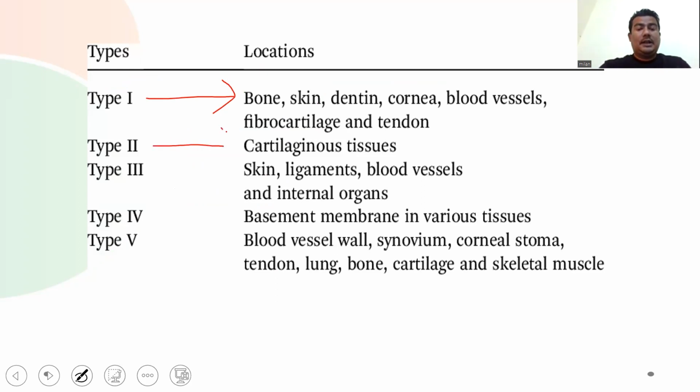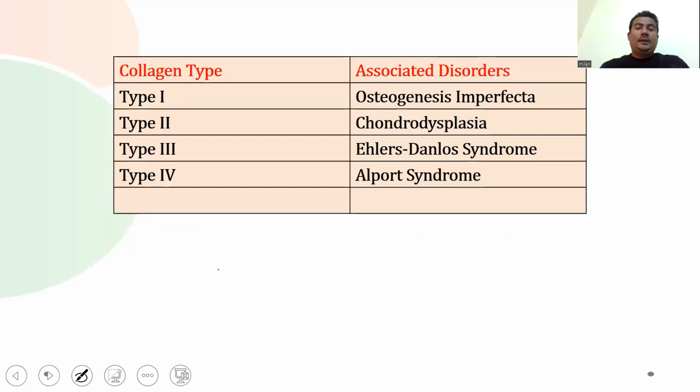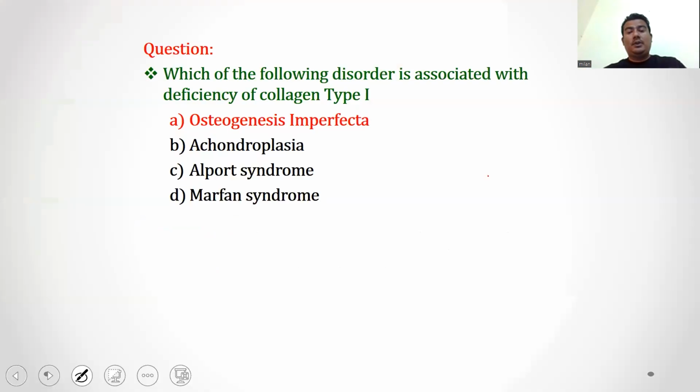Type 2 collagen is found in cartilaginous tissues. Type 3 in the skin, ligaments, and blood vessels. Type 4 forms the basement membrane of various tissues, and type 5 we find in the blood vessel wall, synovium, cornea, tendon, lung, bone, cartilage, etc. Now, type 1 collagen, when deficient, leads to a clinical condition known as osteogenesis imperfecta. Type 2 deficiency will lead to chondrodysplasia, type 3 to Ehlers-Danlos syndrome, and type 4 to Alport syndrome. So in our question, the deficiency of type 1 collagen is found in osteogenesis imperfecta.